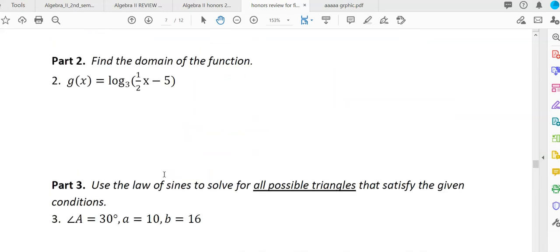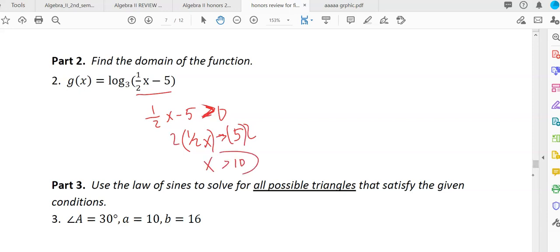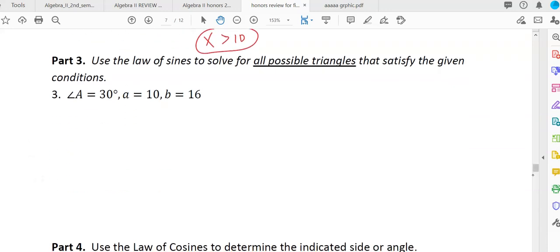Find the domain. So in this one, we really want 1/2 x minus 5 to be greater than 0. I don't want it to be equal to 0. You can't take the log of 0 or negative. So just solve that. You get 1/2 x is greater than 5, multiply by 2, and you get x is greater than 10. And that would be the answer there. Sorry, that was a little sloppy.